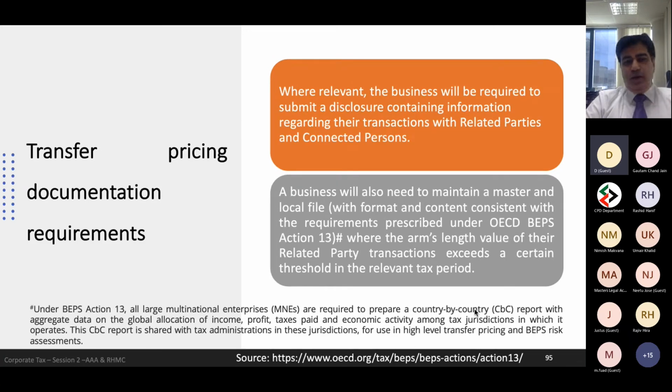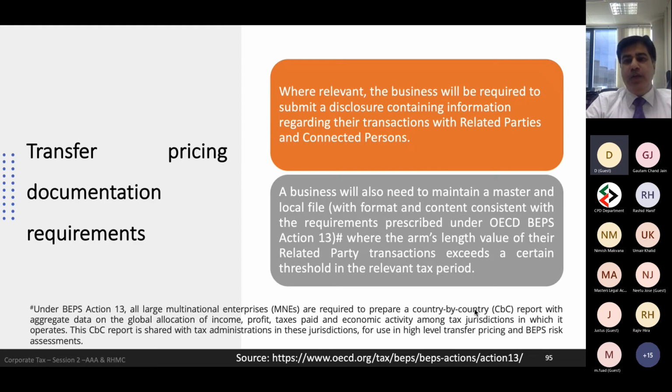BEPS Action 13 talks quite extensively on transfer pricing. I think we can have maybe a full session on transfer pricing itself, so I'm not going to dwell too much on it, but I've given a source from where you can pick up the OECD transfer pricing guidelines. CBC, especially for MNE entities with more than 750 million euros, is already covered in the BEPS action plan, and they are required to report the requirements which will be specified. Where relevant, the business will be required to submit a disclosure containing information regarding transactions with related parties and connected persons, which is anyway part of the audited financials also.